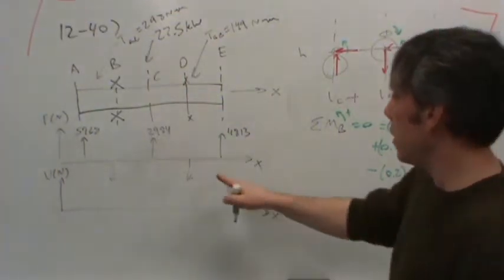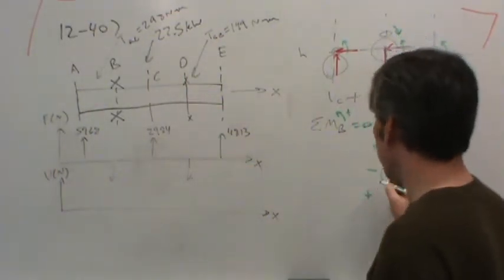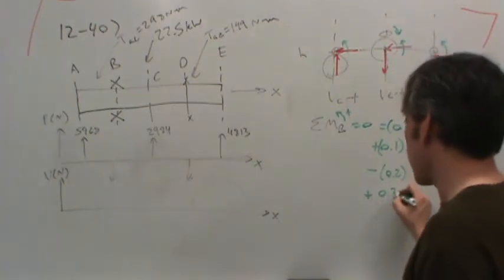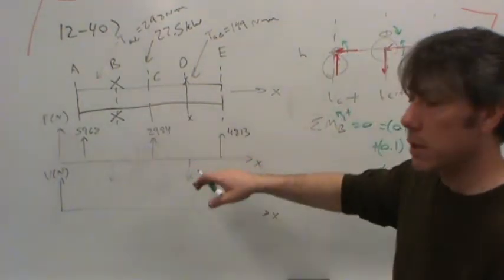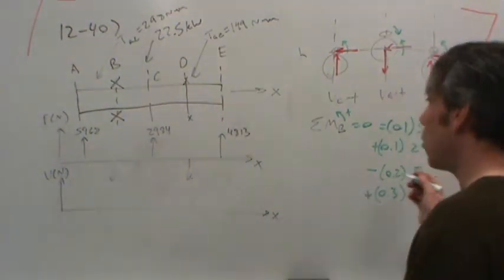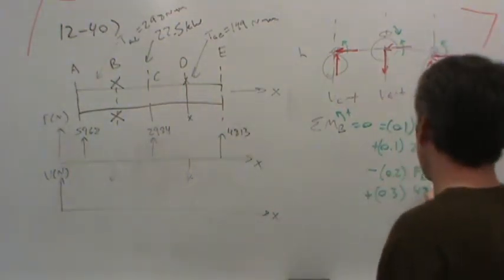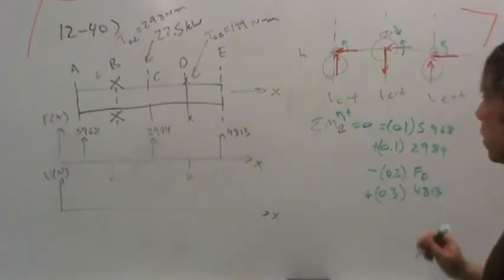Okay? And then the next one, we're going to have another positive term. This one would be 0.3. Everybody see why? 0.1 away, 100, 100, 100. So 4813. So all we have to do now is solve for FD.